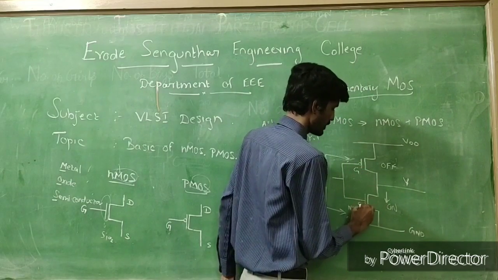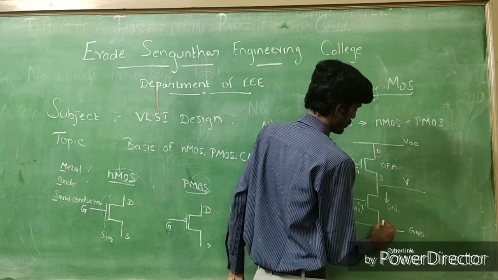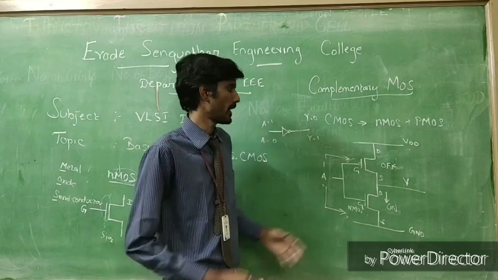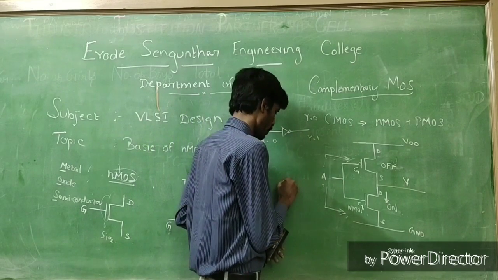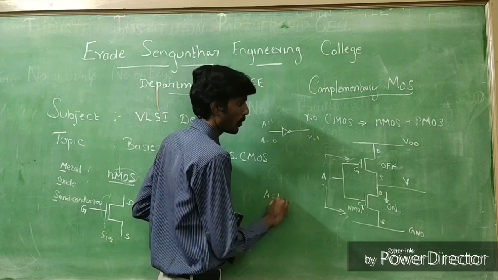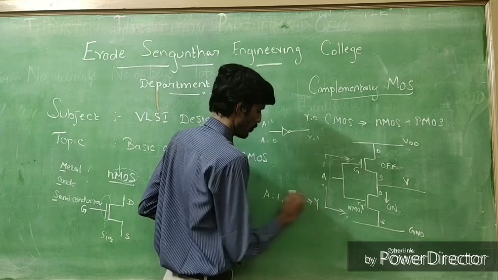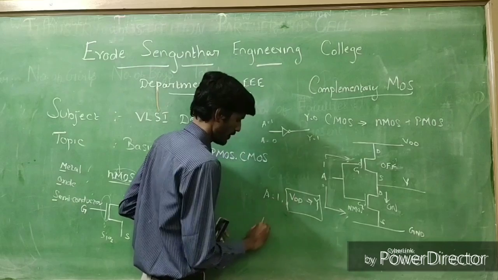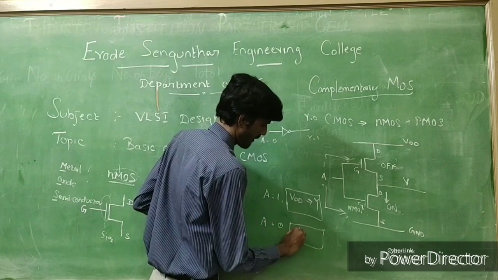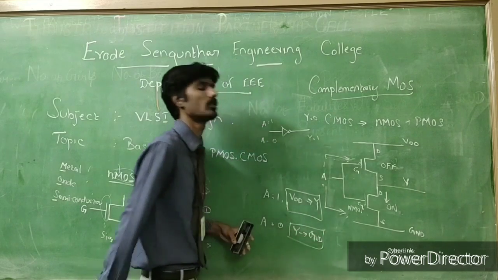So here is the gate, drain, source, drain. This is how it works. When we are giving input A equal to 1, the output Y is connected to ground. When A equal to 0, it receives the supply VDD and gives it to the output Y.